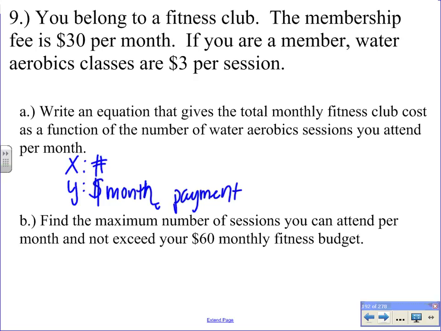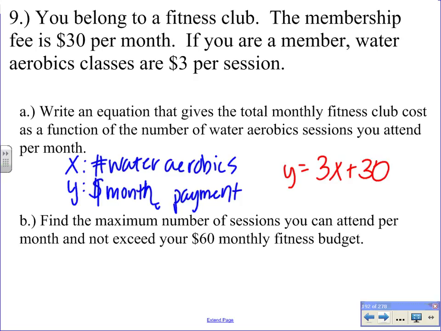So now that we know that, who can tell me what my equation will be? Grace? Y equals 3 plus 3x. Awesome. 30 plus 3x, I'm going to write it in mx plus b form, so y equals 3x plus 30. Grace, how did you get that 30 and how did you get that 3? We want to pay the $30 for the membership fee, and then we don't know how many water aerobics classes we have, so that would be X.